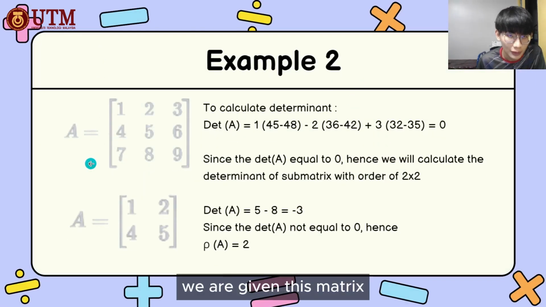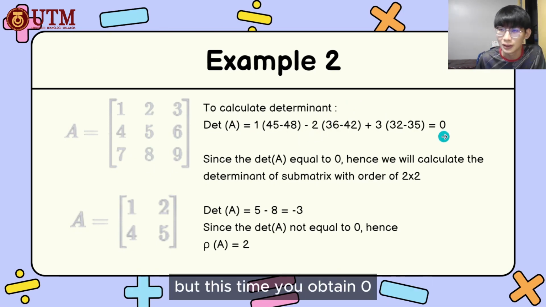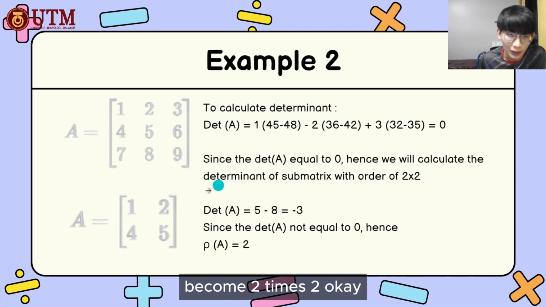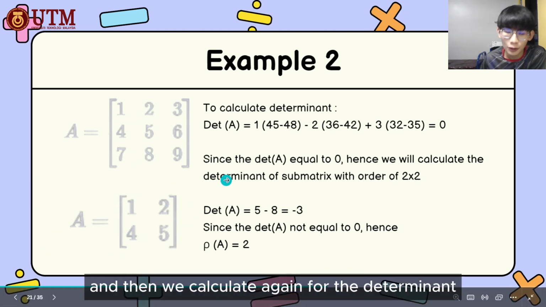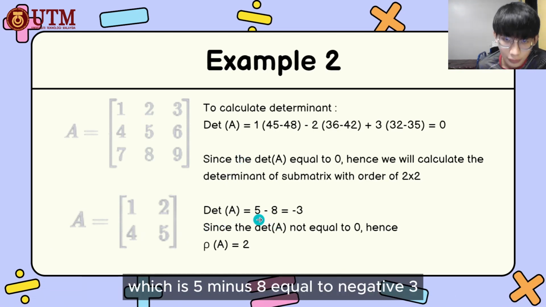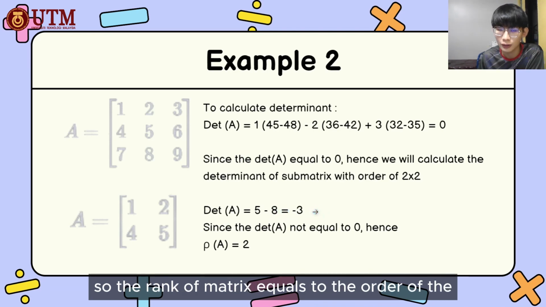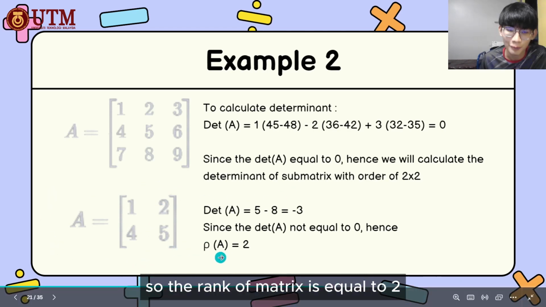Next example, we are given this matrix and we calculate the determinant also. But this time, we obtain 0. So we need to reduce the size of the matrix to 2 times 2. We can take this 1, 2, 4, 5, and we get this matrix, and then we calculate the determinant again, which is 5 minus x equal to negative 3. This time, the determinant is not equal to 0. So the rank of the matrix will equal the order of this particular submatrix, which is 2 times 2. So the rank of the matrix is equal to 2.